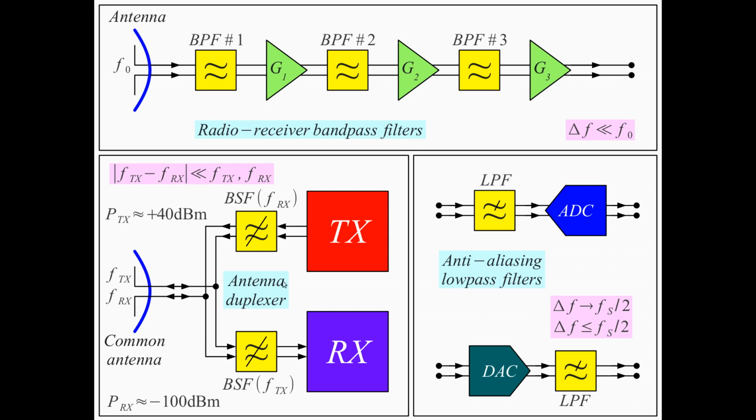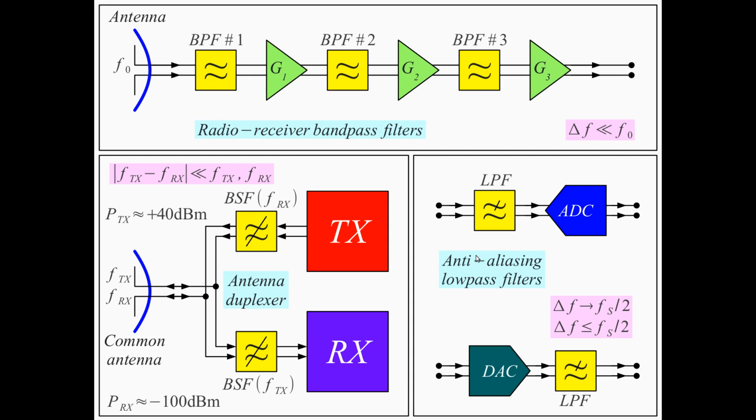The filters used in antenna duplexers are the most difficult to build. Frequently they are designed as band stop filters. Band reject filters are usually easier to build than band pass filters. So band stop filters, BSF abbreviation here.